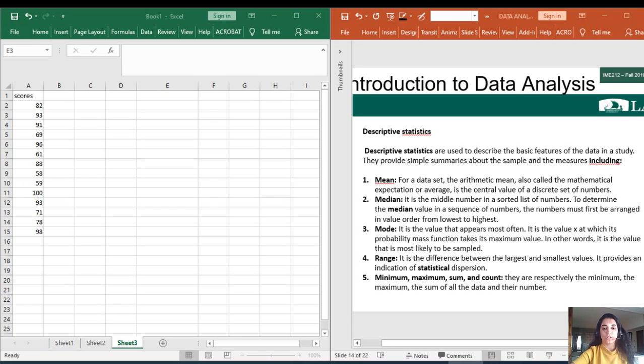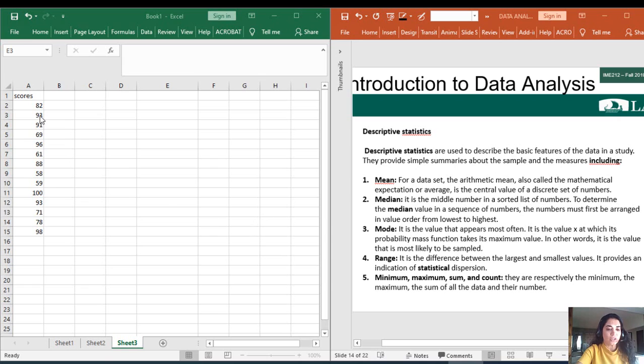In this video we're gonna start a new analysis tool and it is called descriptive statistics. Descriptive statistics are used to describe the basic features of data in a study and they provide simple summaries about the sample and the measures, including their average, their median, their mode and a lot of other notations that we're gonna explain after doing this example.